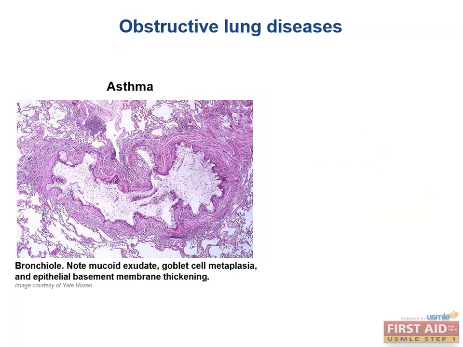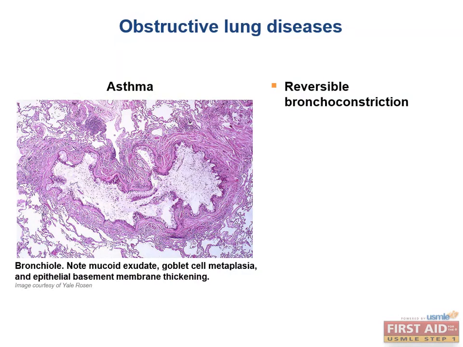Here's a picture of a patient's bronchiole who has asthma. Note the mucoid exudates in the lumen, the goblet cell metaplasia, and the epithelial basement membrane thickening. So how is asthma different from COPD? Asthma is classically caused by bronchial hyperresponsiveness, leading to reversible bronchoconstriction, whereas in COPD, the obstruction tends to be fixed.